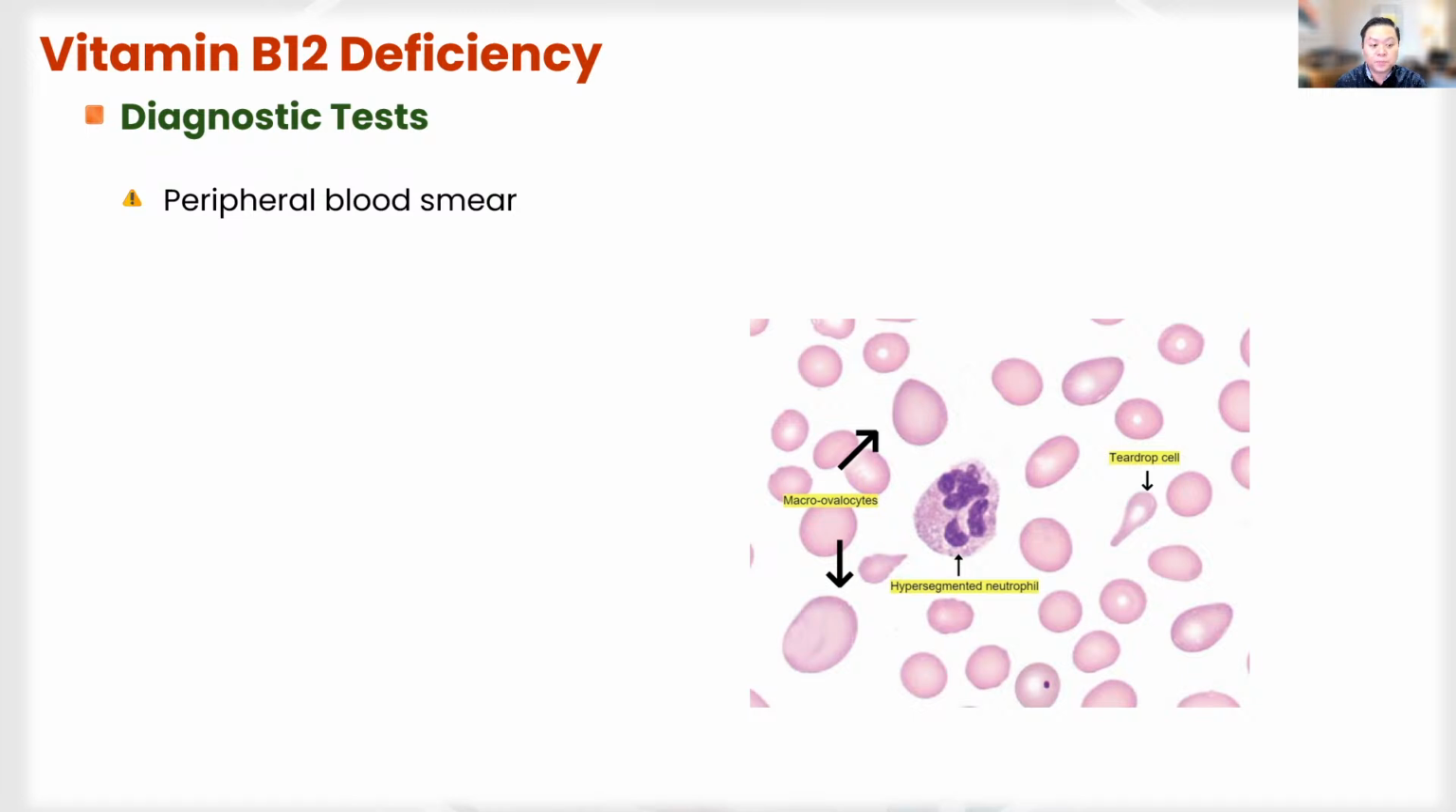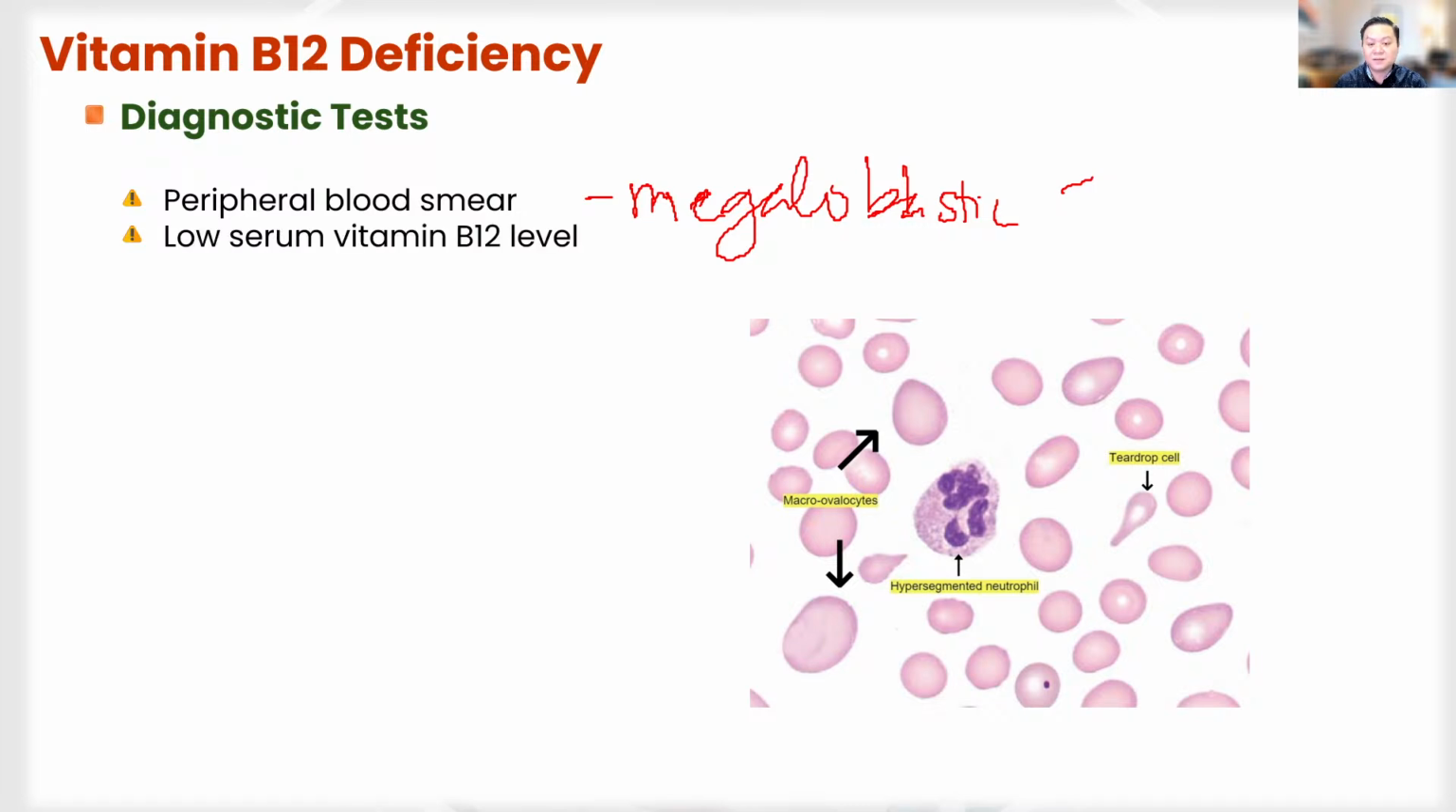And there is also the presence of the hypersegmented neutrophils, wherein they will actually contain more lobes than usual. And again, the red blood cells here will look larger compared to a normal red blood cell. Okay, so that's why they're called a megaloblastic type of anemia. Please don't forget that. Megaloblastic type of anemia.